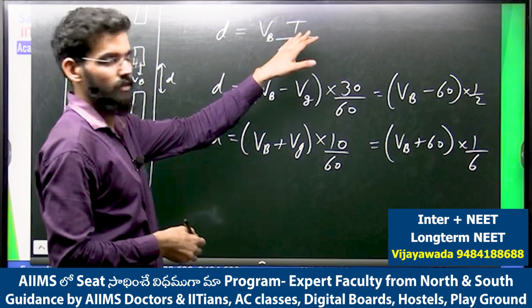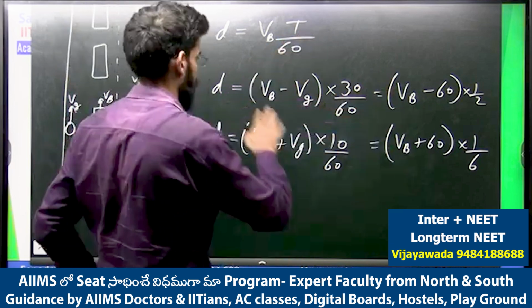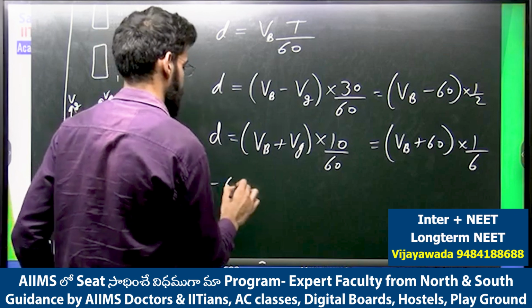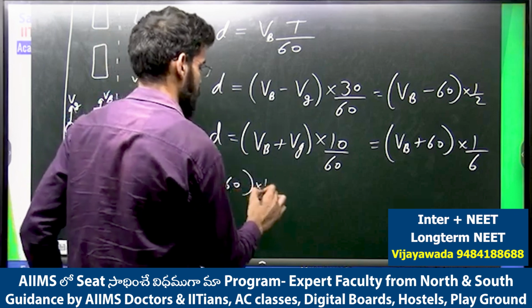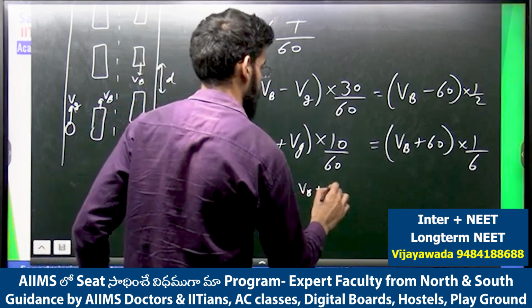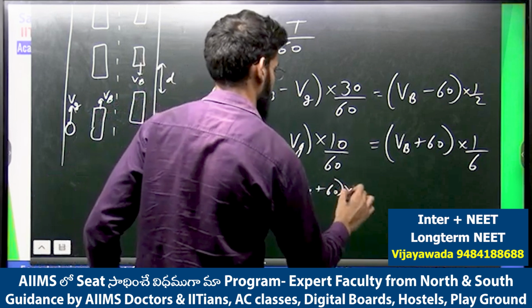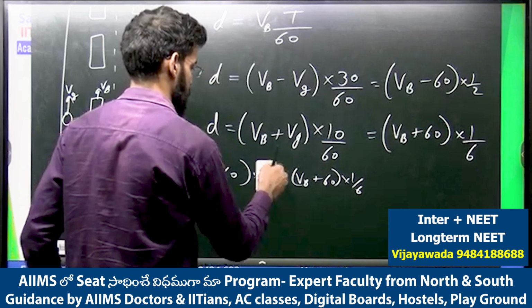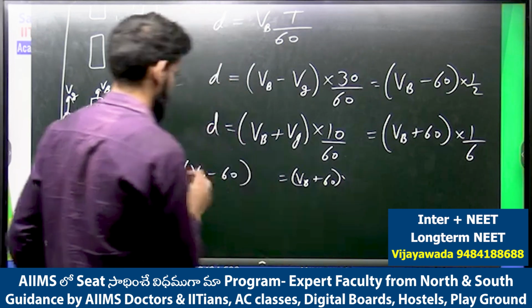Okay. Don't interfere the T in between. Solve these two only. So equate this D. Okay, what you will get? Vb minus 60 into 1 by 2 is equals to Vb plus 60 into 1 by 6. Right. So 1 by 2, 1 by 6. So here you can say this is 1 by 3. 1 by 3. So this side 3.